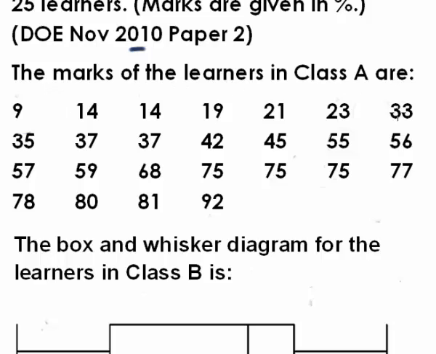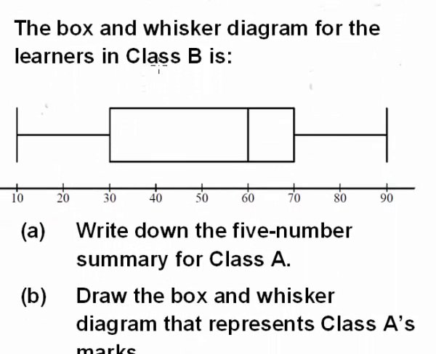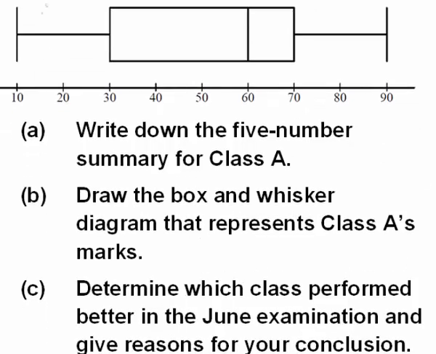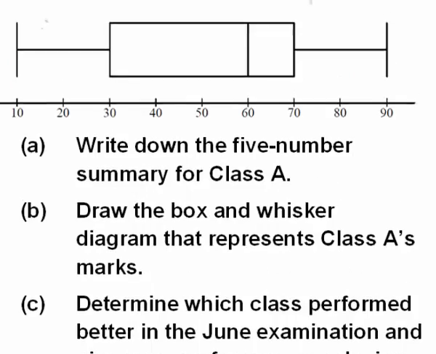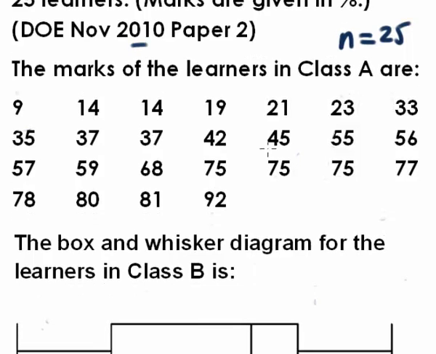Now the marks of the learners in class A, there's all your scores of 25 kids, and we're going to have to determine the 5-number summary and probably a box and whisker. Here's your box and whisker plot for class B, and what we want to do is write down the 5-number summary for class A, draw a box and whisker diagram for class A, and then determine which class performed better in the June exam and give reasons. Well, let's have a look at class A and let's get the 5-number summary.